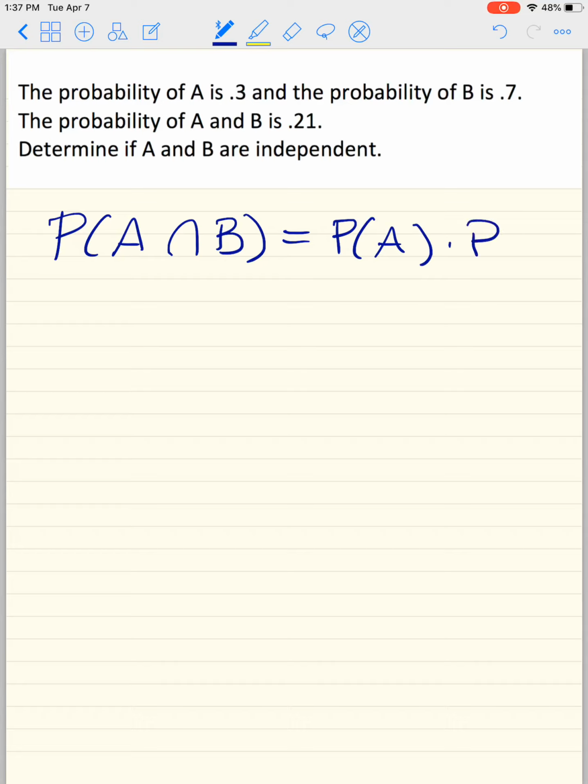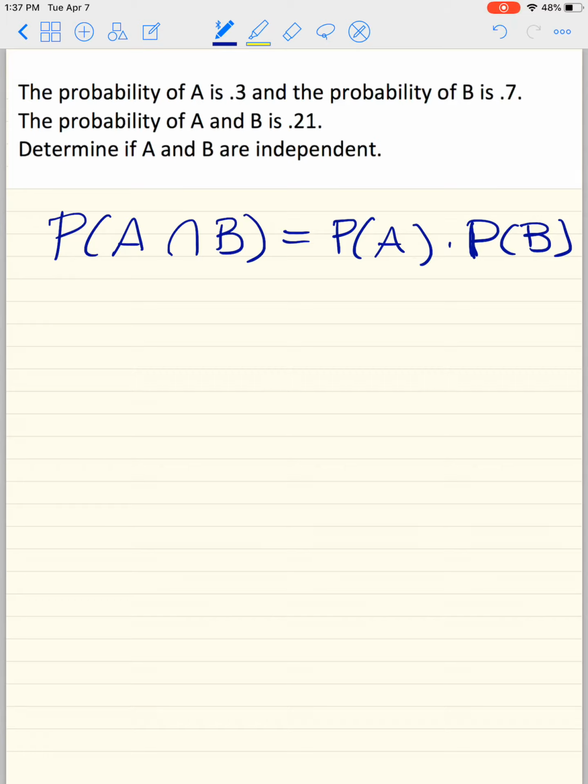So now we're just going to jump right into some examples. Now, just to remind you, two events are independent if the probability of their intersection is equal to the product of each probability. So if you missed this lesson, you can go back and watch it on my channel.